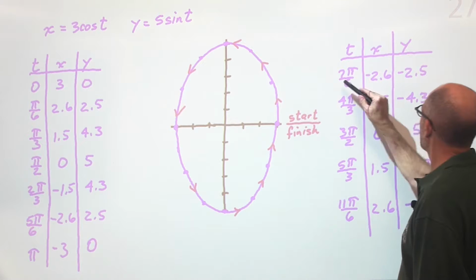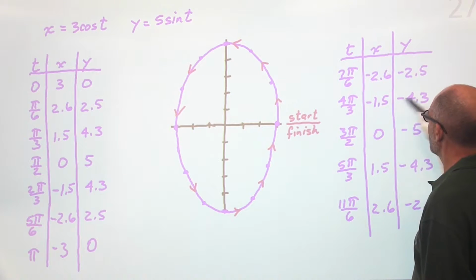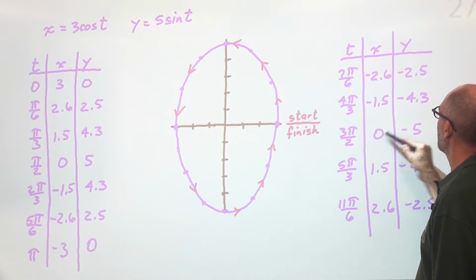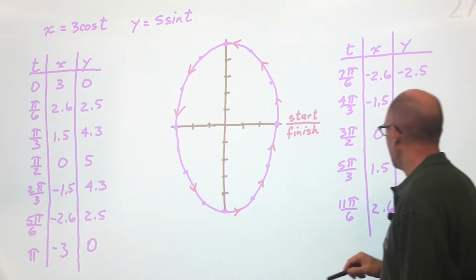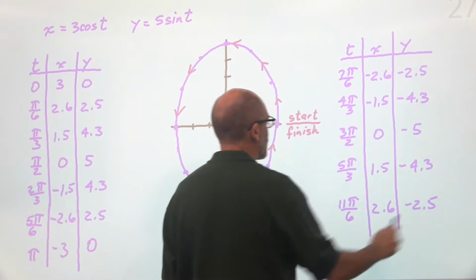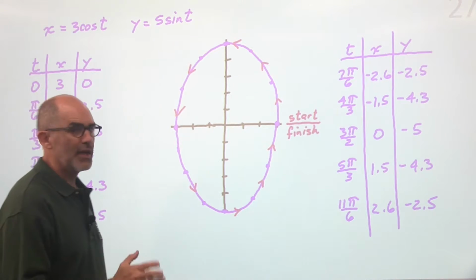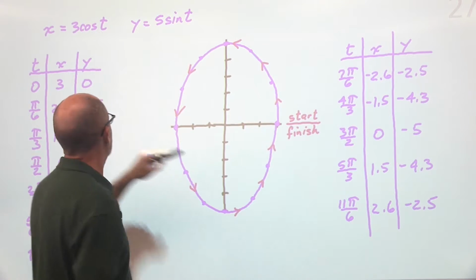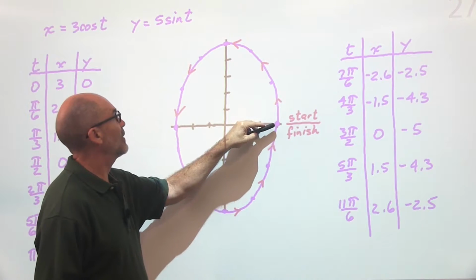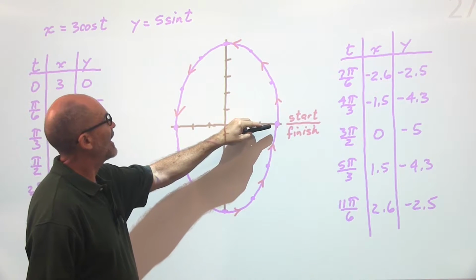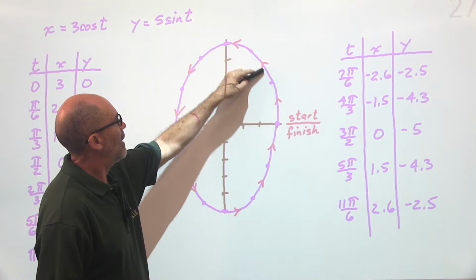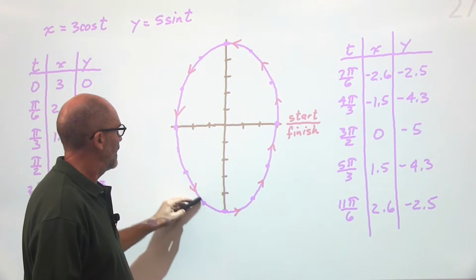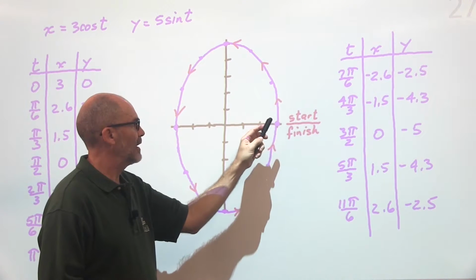Then I continue on into the third quadrant, into the straight down. Cosine is 0, sine is -1, and then continue on to the fourth quadrant. So notice the progression of my points then. I start right here at (3, 0), at t equals 0, and I go up to the left, back down, down to the right, and then back up to the finish.